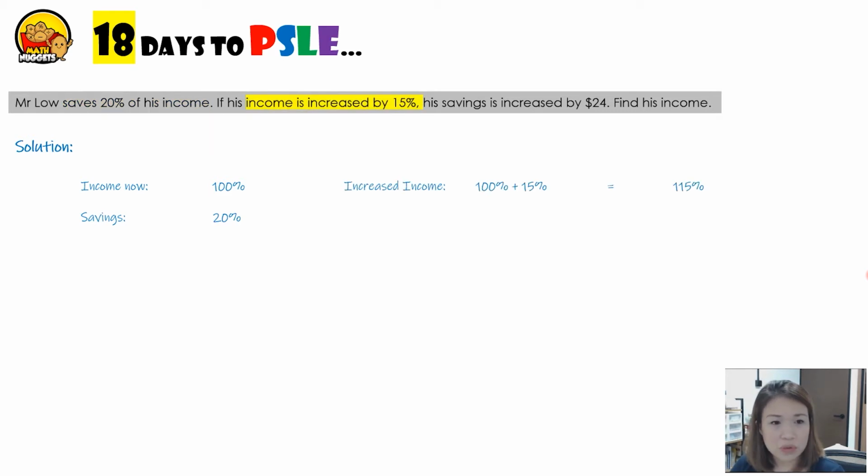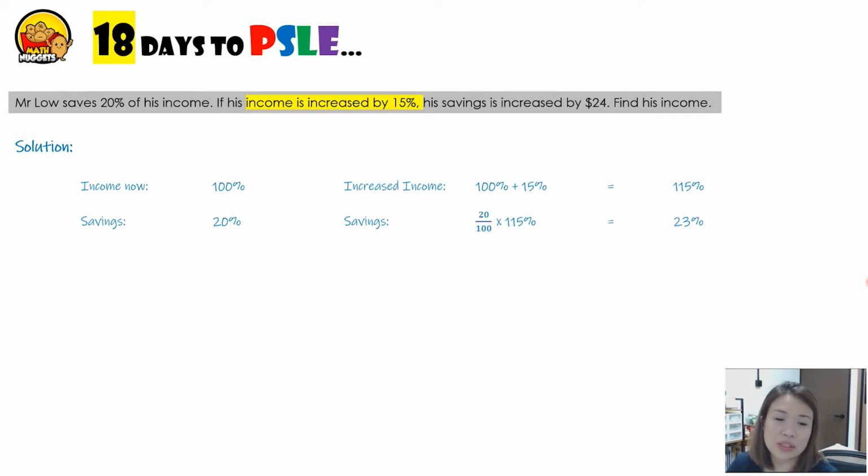So his income will increase. Yeah, it's increased by 15%. So the increased income would be 100 plus 15, right? So that's 115%. So when that happens, his savings, he will still save 20% of his income. But his income is no longer 100%. His new income is 115%. So what we need to do is to find out what is 20% of his new income.